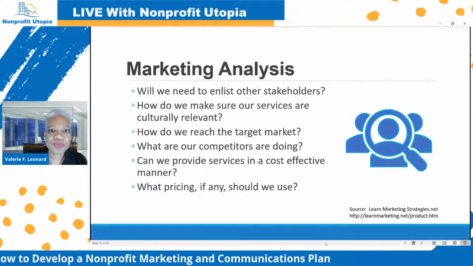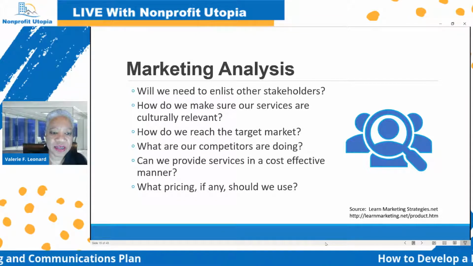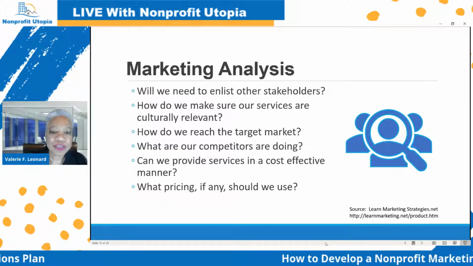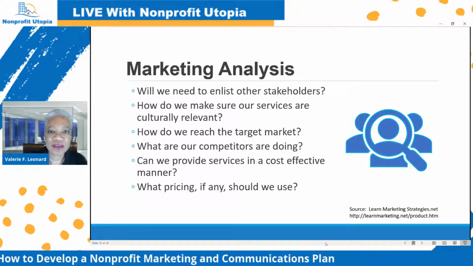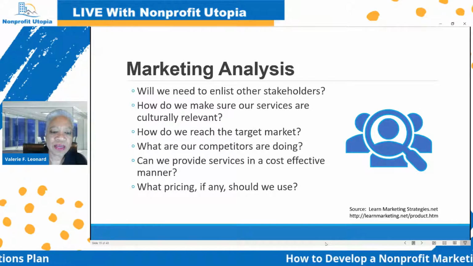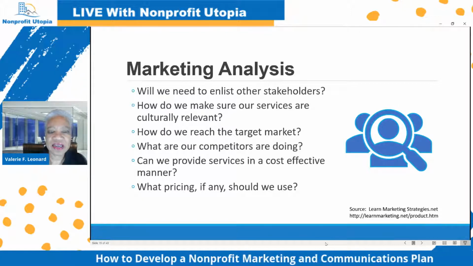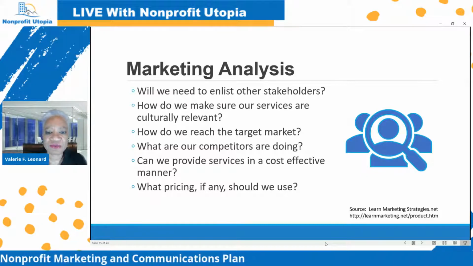Other questions you might want to ask, will we need to enlist other stakeholders? How do we make sure that our services are culturally relevant? How do we actually reach the target market? And then what are our competitors doing? And what can we provide in terms of services? And can we provide those services in a cost-effective manner?